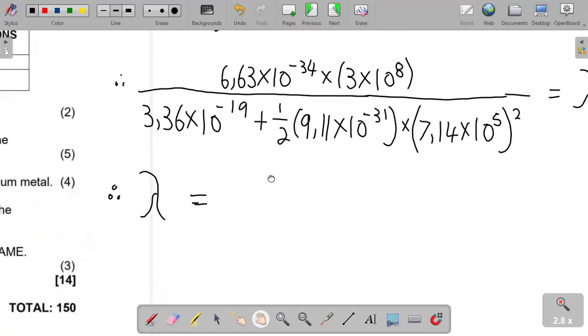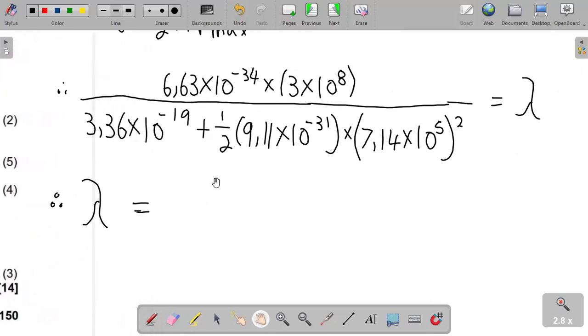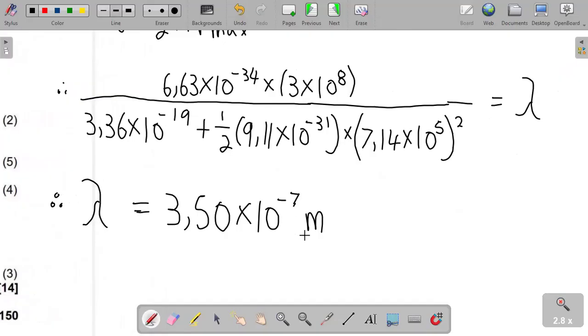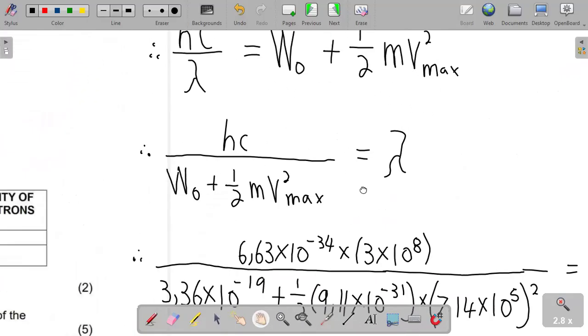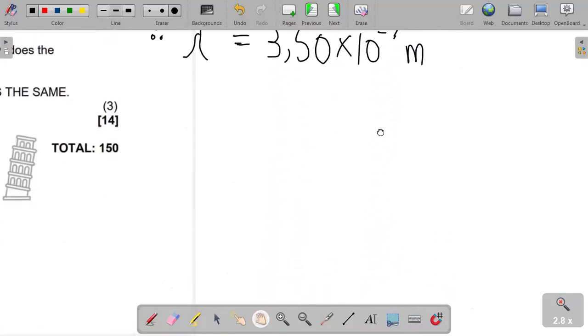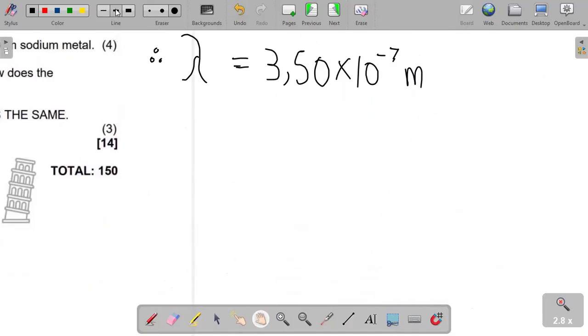And then it's going to be 3.50 multiplied by 10 negative 7 meters. And then we go to 10.3. So if we use a calculator there, this is what it gives us.